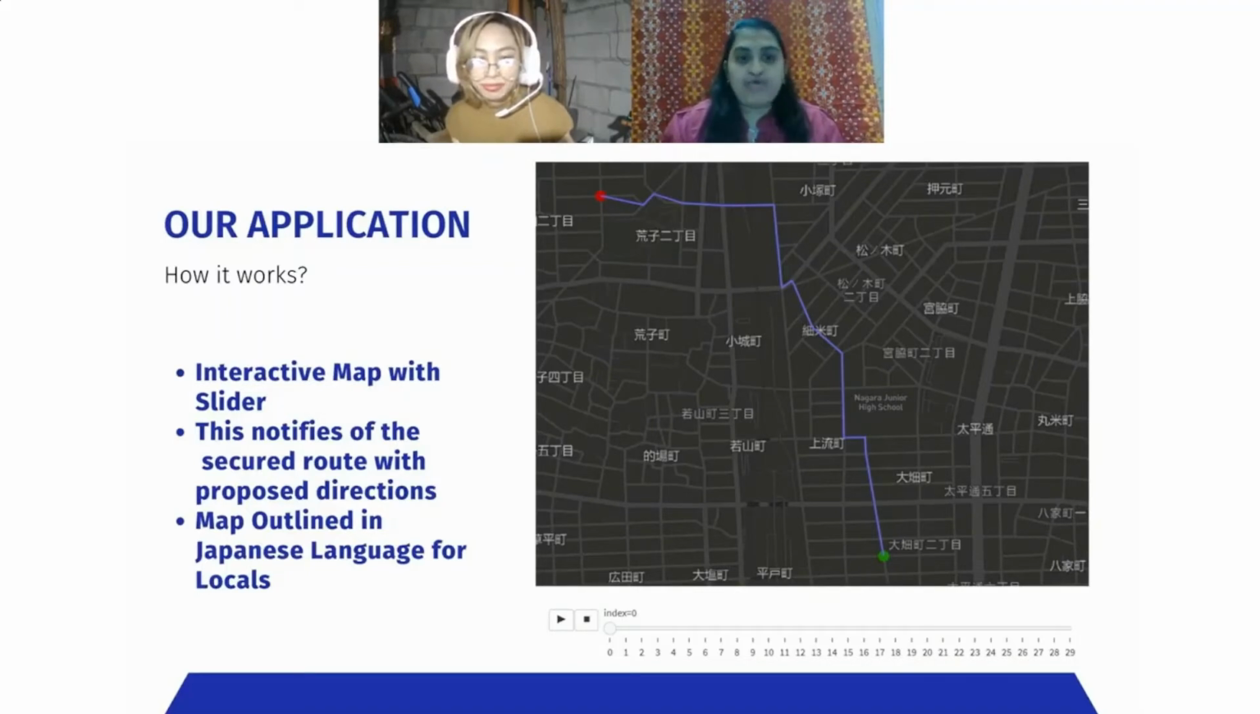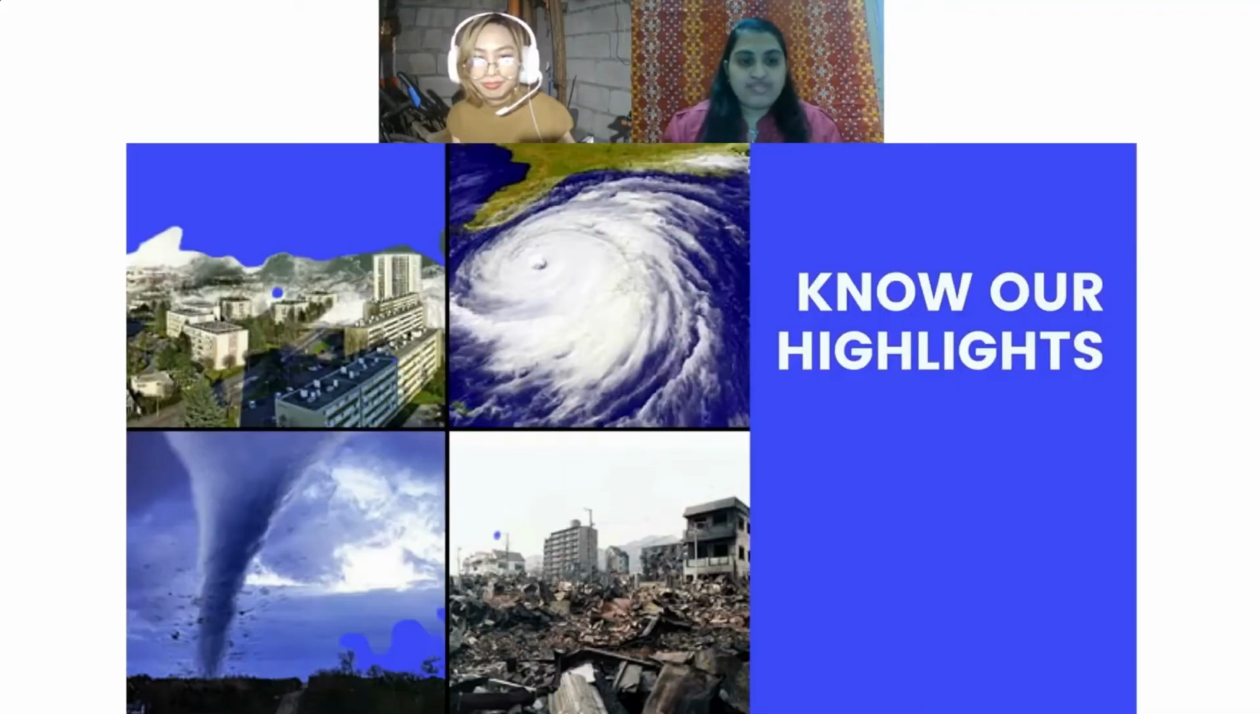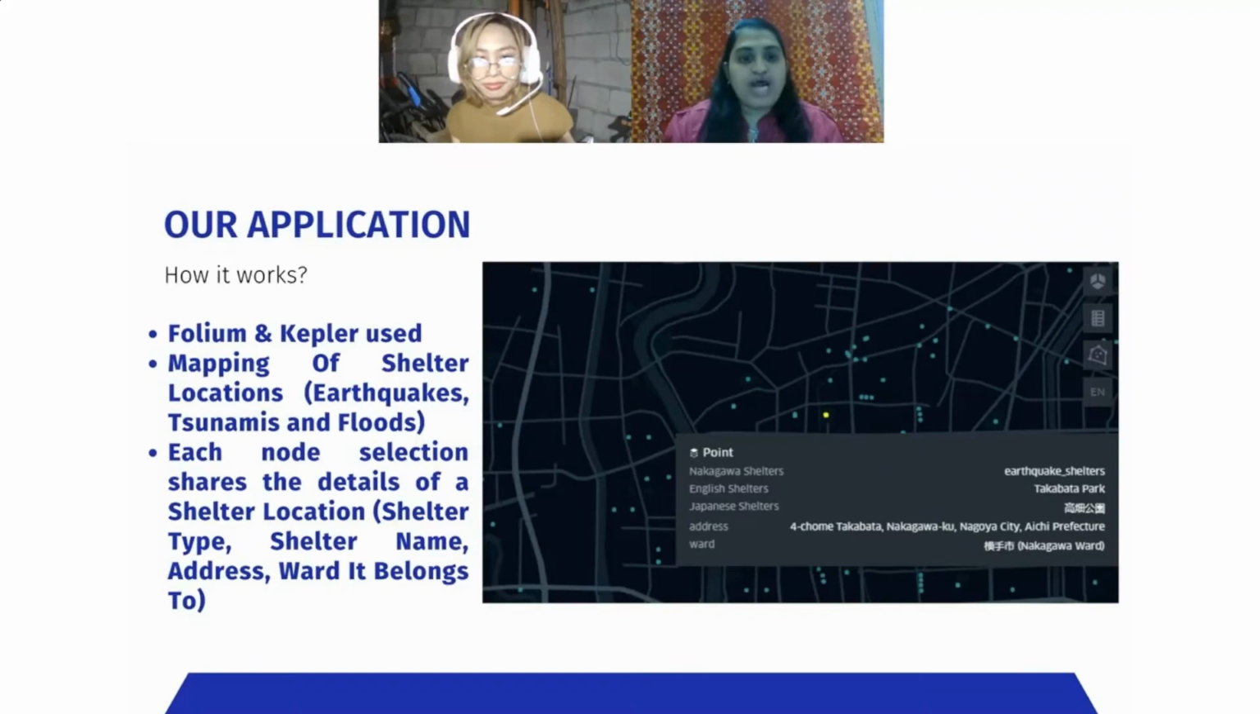More to this, we have also made a quite similar approach with an interactive map using a slider. It generally processes with the feature of notifying us with the safest route to be taken during emergencies with proposed directions. This map has been outlined in Japanese language for locals. Coming to our visualization, we added interactiveness using Folium and Kepler, which helps in pointing the mapping of shelter locations. So each shelter location shares the details of shelter type, shelter names, address, and what it belongs to.